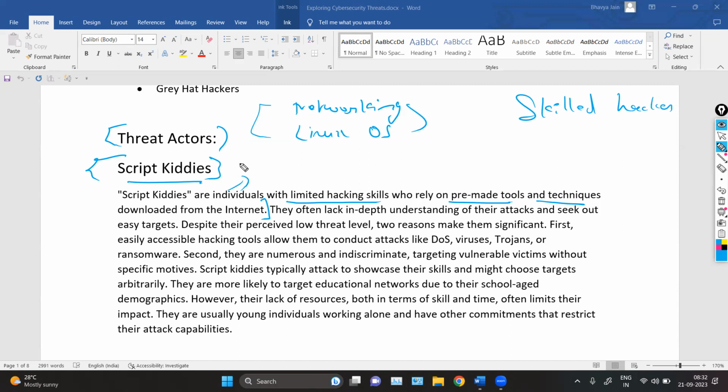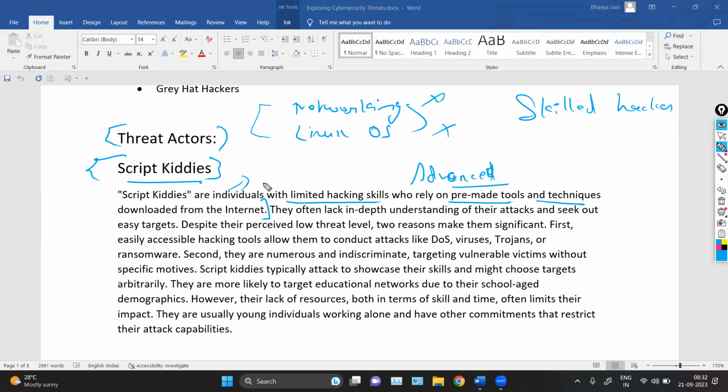But script kiddies are the hackers who don't have the basic knowledge. They don't have the foundational knowledge. They basically skip networking, they skip Linux, and they directly jump to the advanced part.